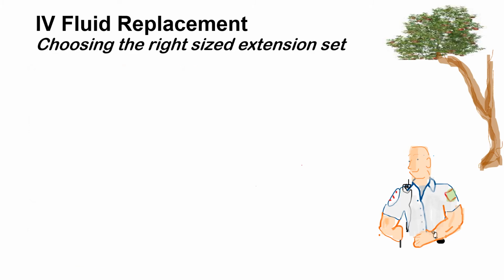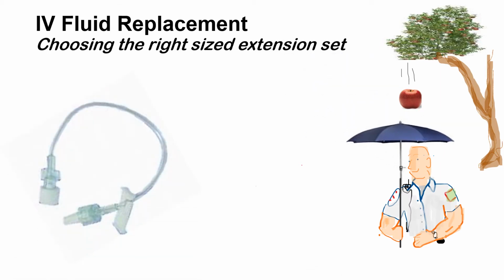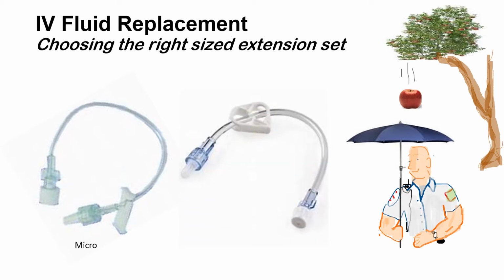When delivering fluid at gravity, you should be concerned with the diameter of all tubing going from the bag to the patient. A microdrip set has a narrow diameter, whereas a macrodrip set has a larger diameter.